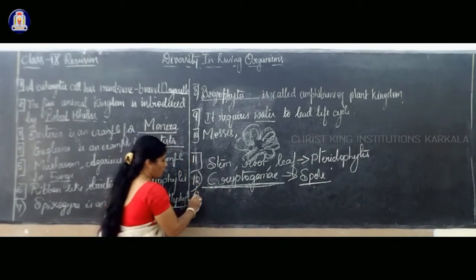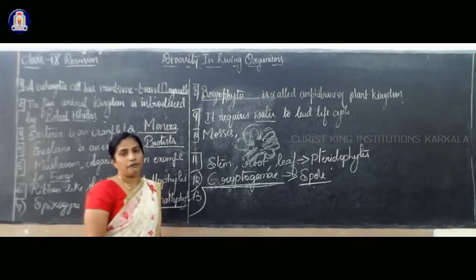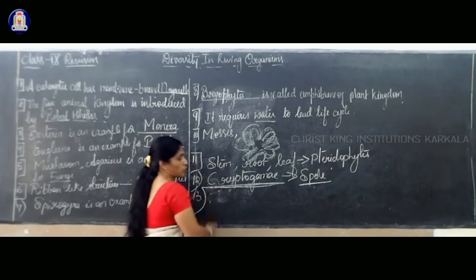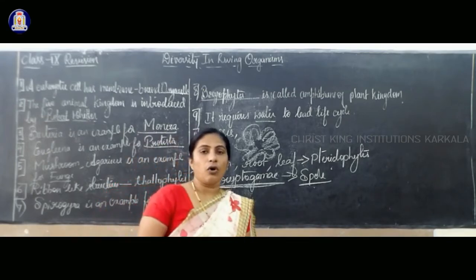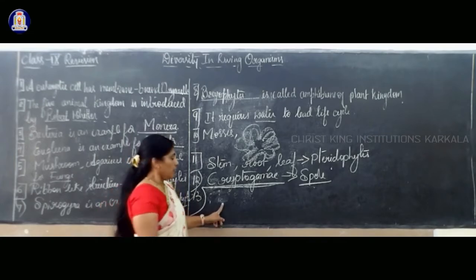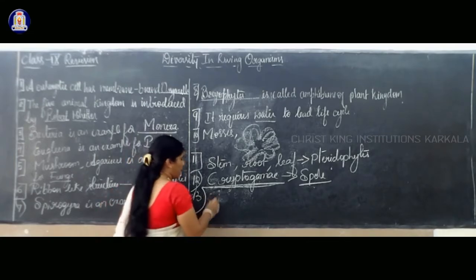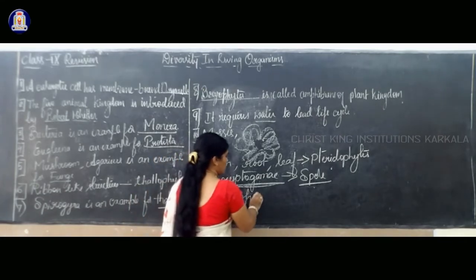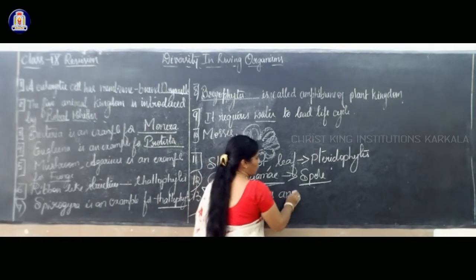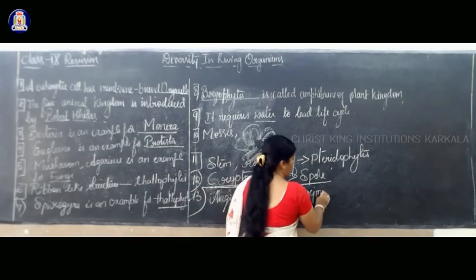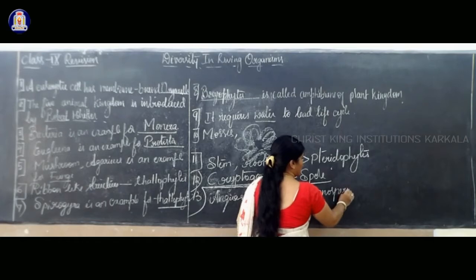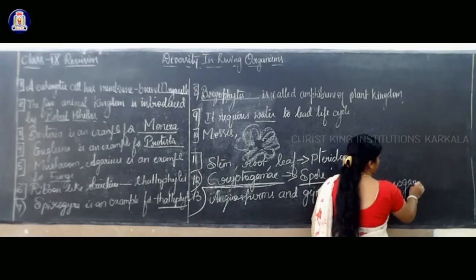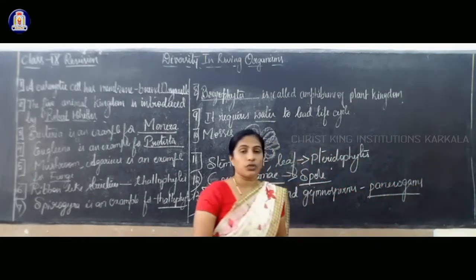Next one. What are called phanerogams? Phanerogams are mainly angiosperms and gymnosperms, the seed-bearing organisms. Angiosperms and gymnosperms are called phanerogams. So these are the two questions repeated in your question paper.